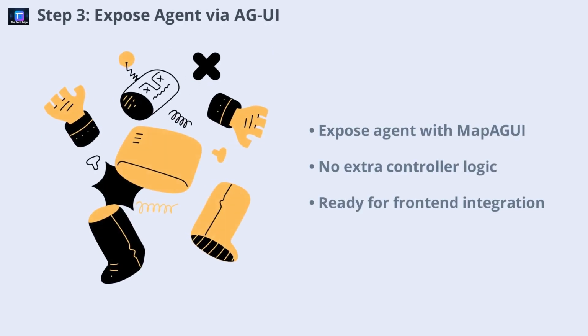With your agent defined, the next step is to expose it via the AGUI server. This is remarkably simple, just one line of code using MapAGUI. There's no need for controller logic or threading code. Instantly, your agent is ready to be consumed by any AGUI-compatible front-end. This simplicity is one of the key advantages of the AGUI protocol.